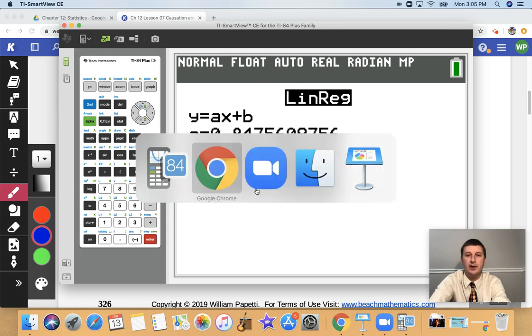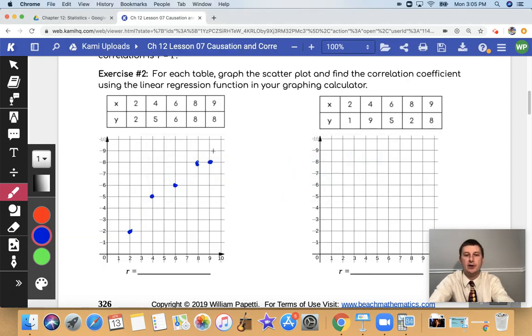So again, we looked at these points and we saw that they were close together, and we said that it was a strong relationship. And now this proves that it's a strong relationship because we see a very large R value there. 0.97 is very strong of a correlation. So now let's take a look at our second table.